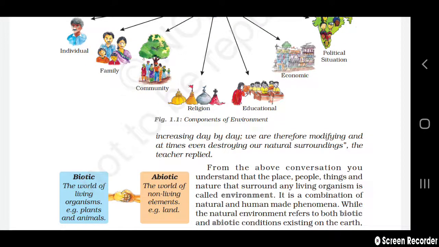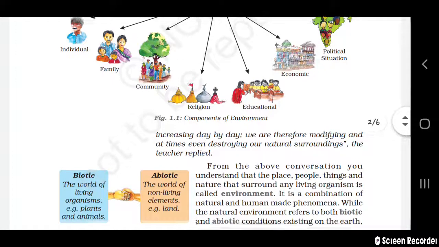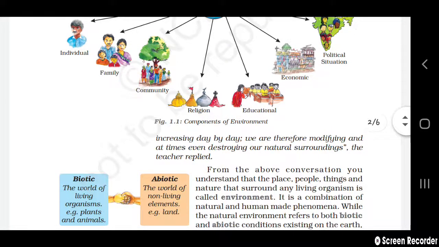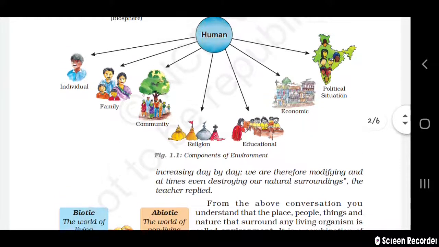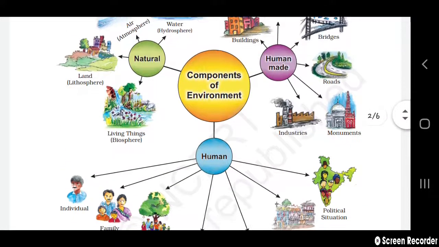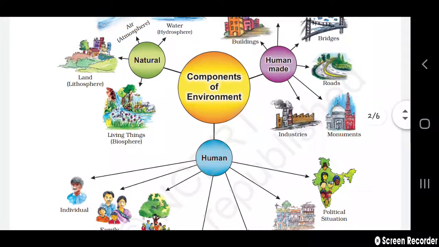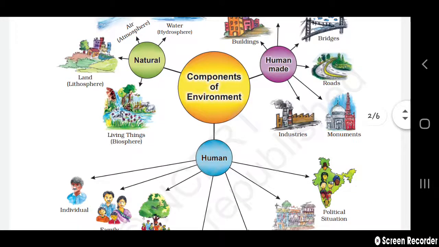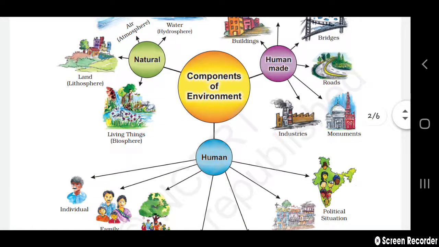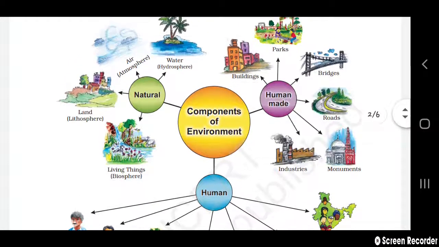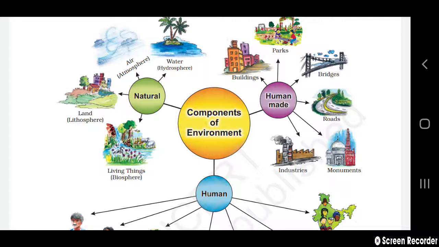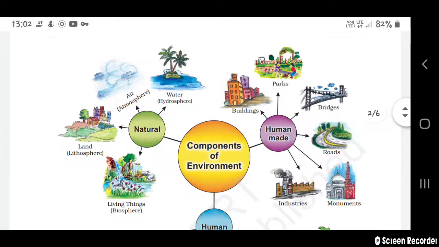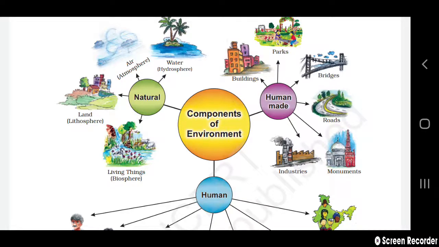We human beings are modifying, and at the same time we are destroying our natural surroundings also. That was the teacher's reply to the question. See, the components of the environment. Natural components are the living things like the biosphere, land or lithosphere, air or atmosphere, and water or hydrosphere. These are created by nature, but the things created by human beings are buildings, parks, bridges, roads, industries. These are created by us.